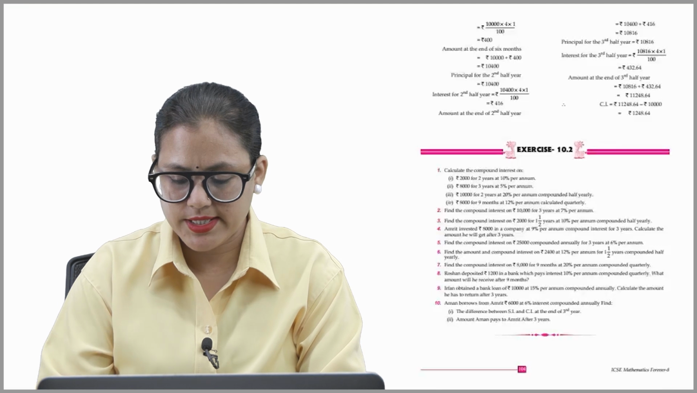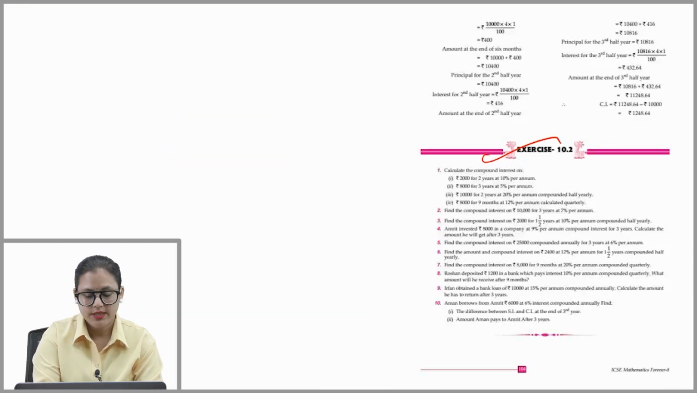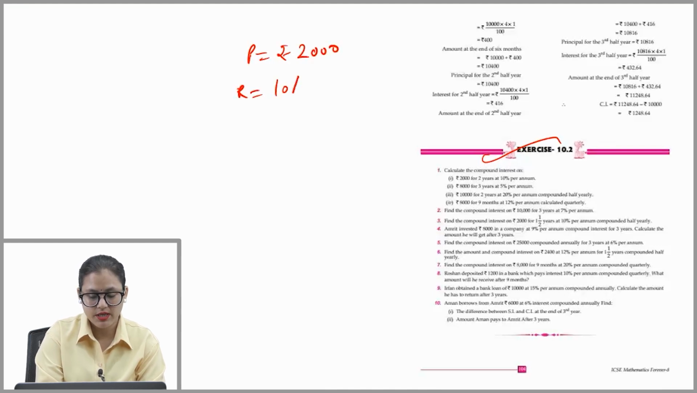Let's do exercise 10.2. Calculate the compound interest on rupees 2,000. This is the principal. Okay, then the rate is 10%, and the time is 2 years. We have to find the compound interest.